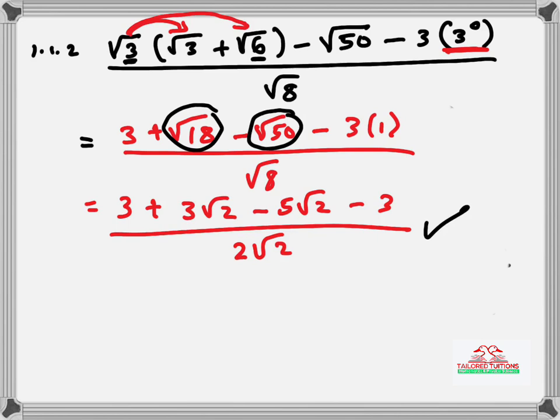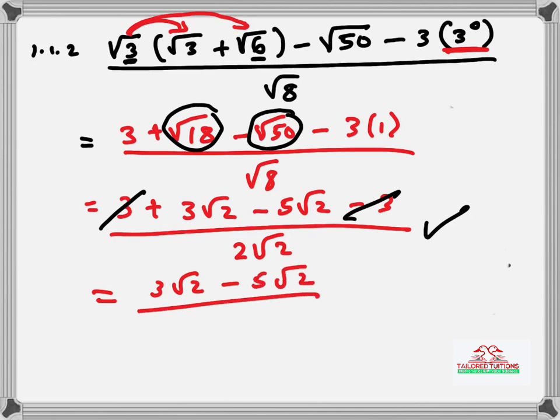Alright, that is why you see I did not even write that step. Equal to, so now I'm sure you can see this is 3 minus 3. What is 3 minus 3? That is 0. We are now left with 3 square root of 2 minus 5 square root of 2 divided by 2 square root of 2.